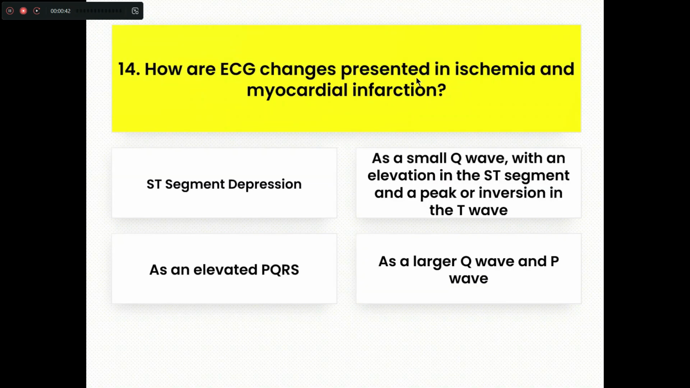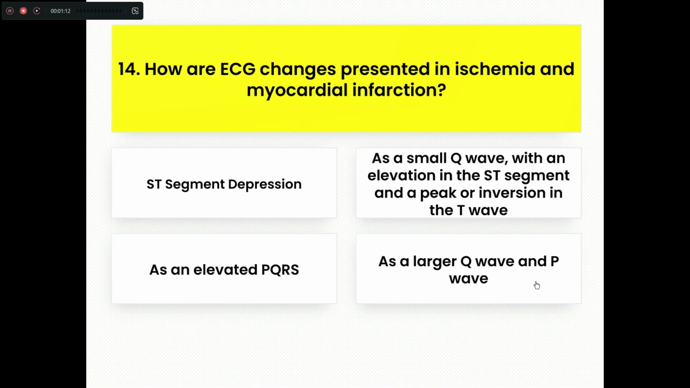How are ECG changes presented in ischemia and myocardial infarction? Option A, ST segment depression. Option B, as a small Q wave with an elevation in the ST segment and a peak or inversion in the T wave. Option C, as an elevated PQRS. And option D, as a larger Q wave and P wave.